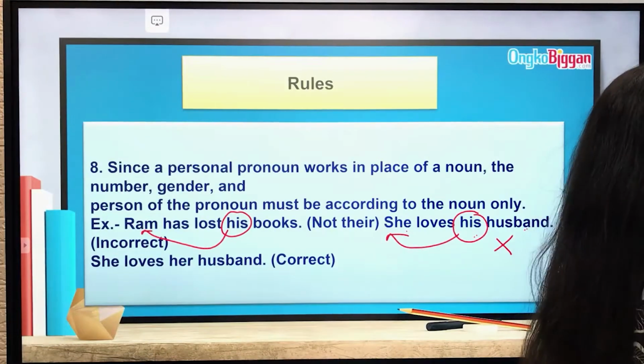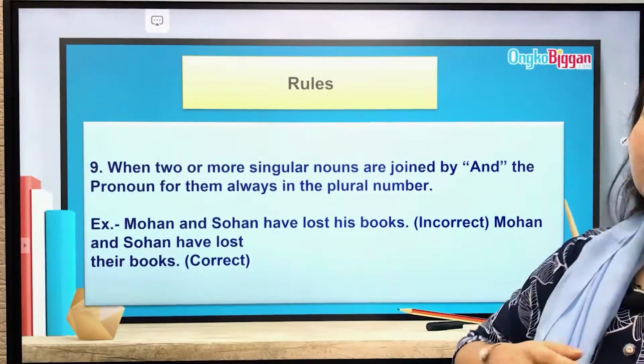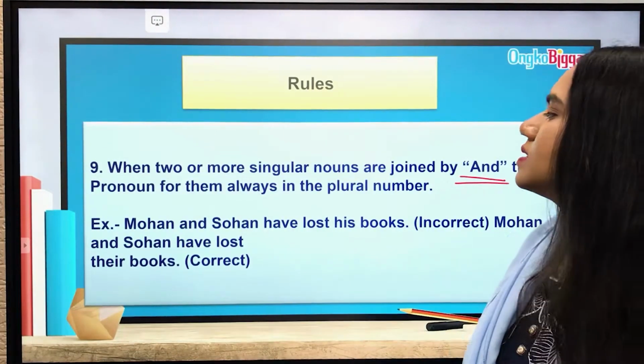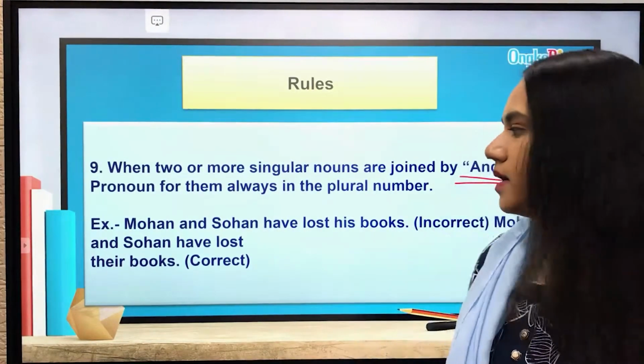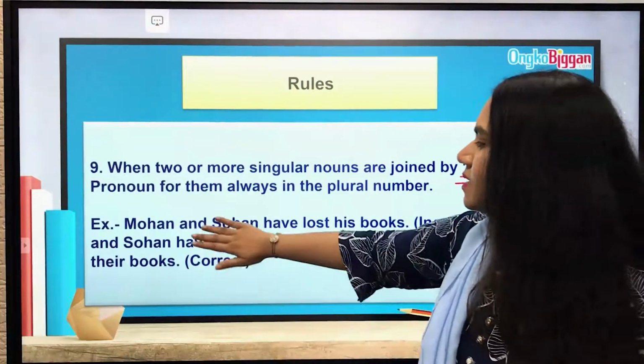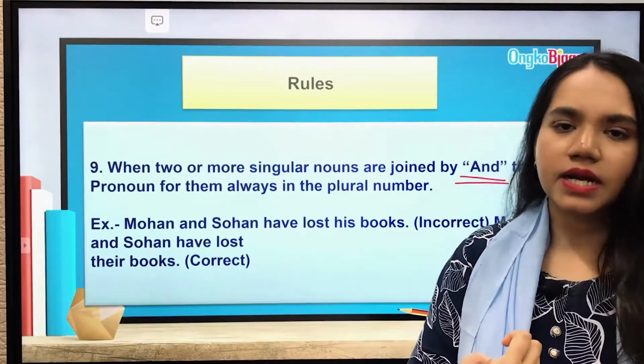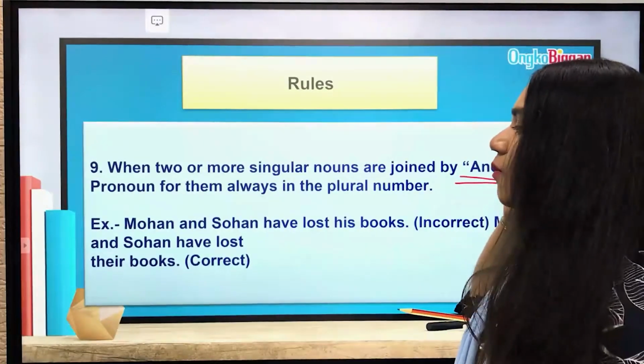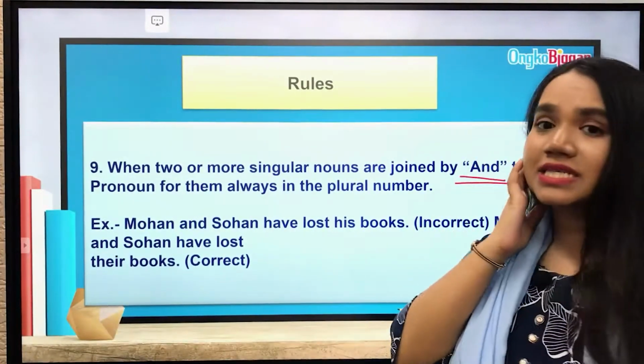Okay, then when two or more singular nouns are joined by the word and, then the pronoun for them will always be in the plural number. So if I just had said Mohan, then it would be correct. I can use a singular noun, but singular pronoun. But here I am saying Mohan and Sohan have lost his books.